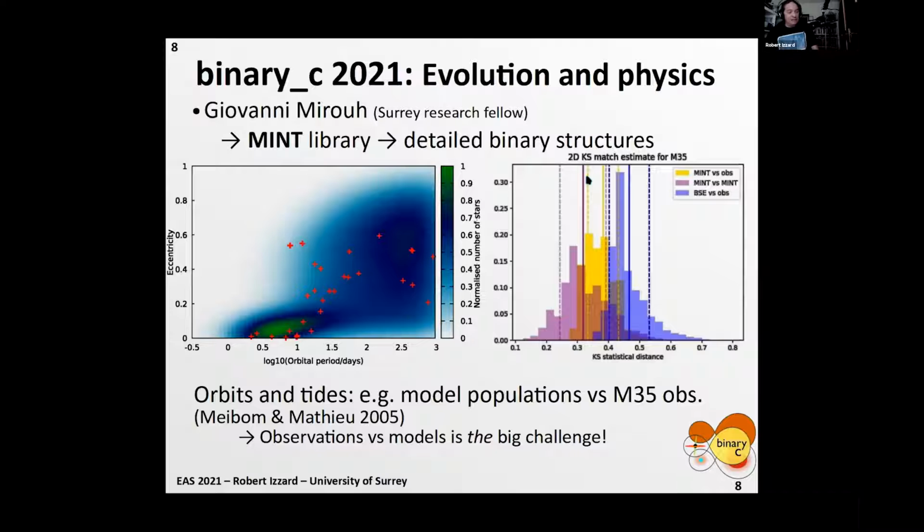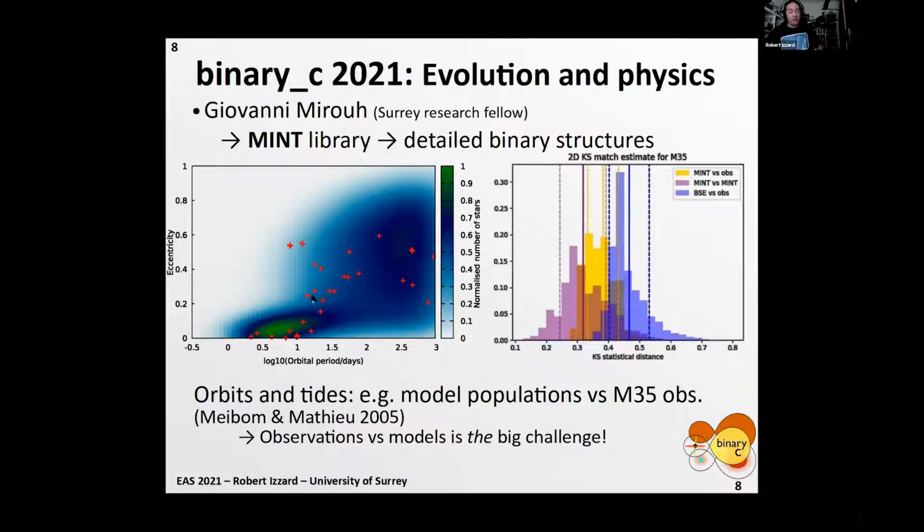So what he's been doing is using this to look at, for example, tidal circularization and synchronization in clusters. You can see the blue colors here and the green. This is his models to match the red points here. And he's constructed a whole statistical test for how you can actually model these.